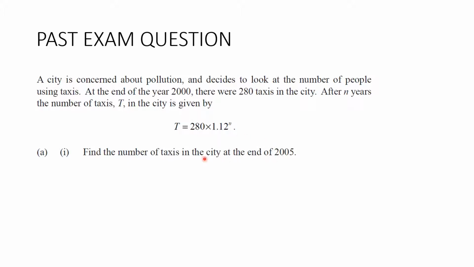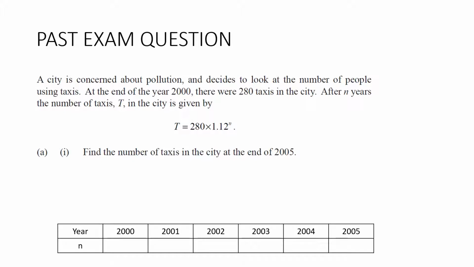So when we want to substitute in for here, are we going to put in n is 5? Or is it going to be 4? Or is it going to be 6? If you're confused, draw a table. So at the end of the year 2000, there were 280 taxis. That's the beginning of the year 2001. So this is our first term. Second term, third, fourth, and fifth. So yes, we're definitely going to put in 5. So substituting it in, I get 280 times 1.12 to the power of 5, and that's going to be 493.